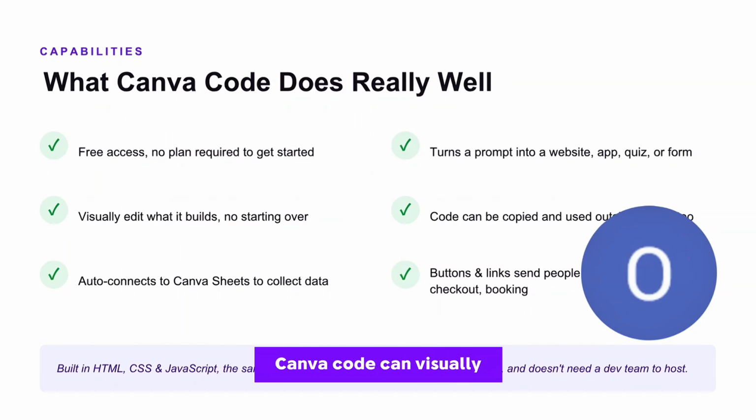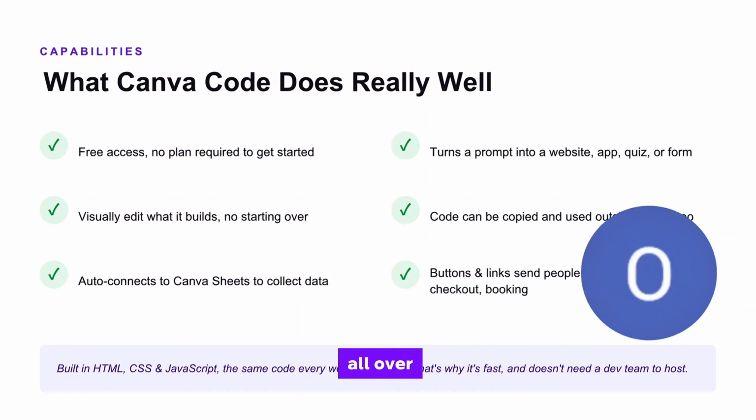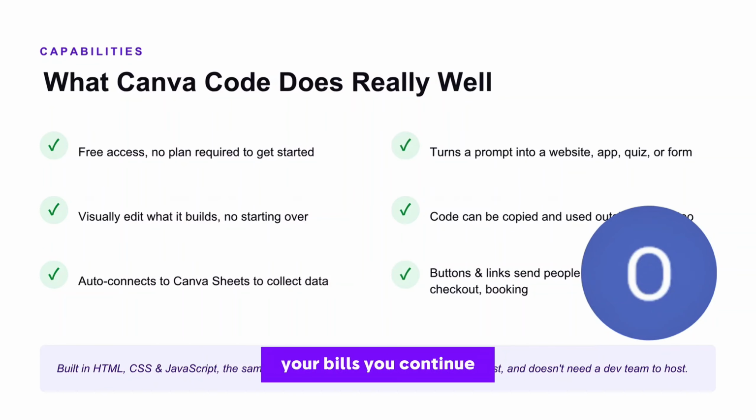Canva Code can visually edit what it builds, no starting over. So that means that, just like I mentioned, when you're using ChatGPT and it is a continuous conversation, you don't have to start all over when you start creating your builds. You continue from where you stopped. You make your additions, subtractions, and corrections from where you stopped. You just need to keep prompting for it to give you what you want.